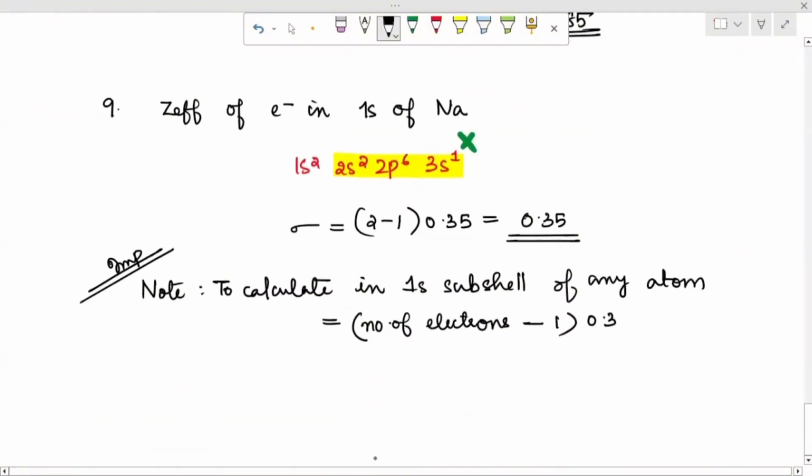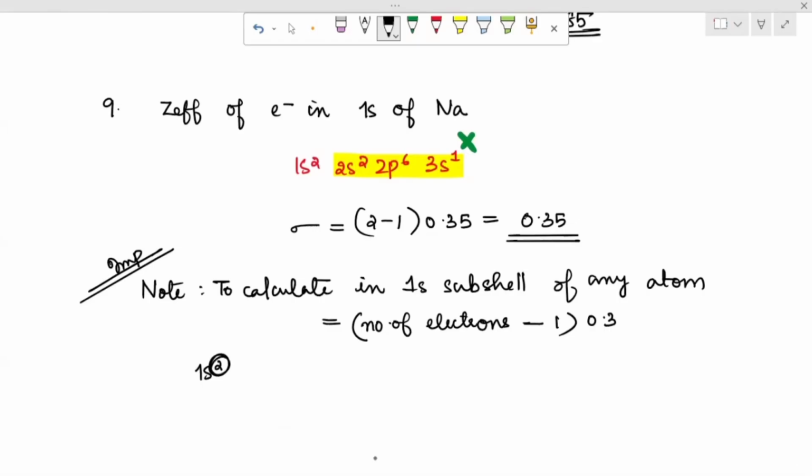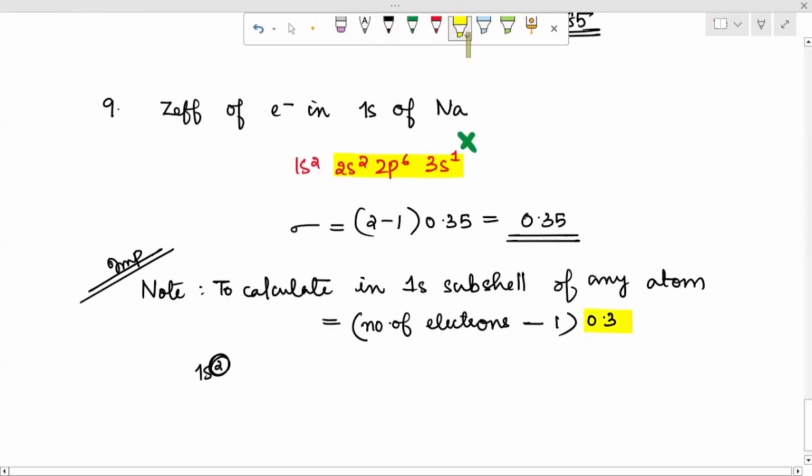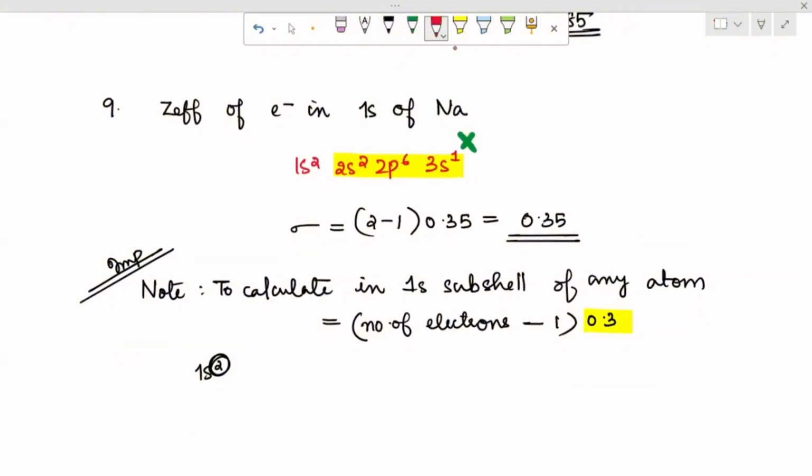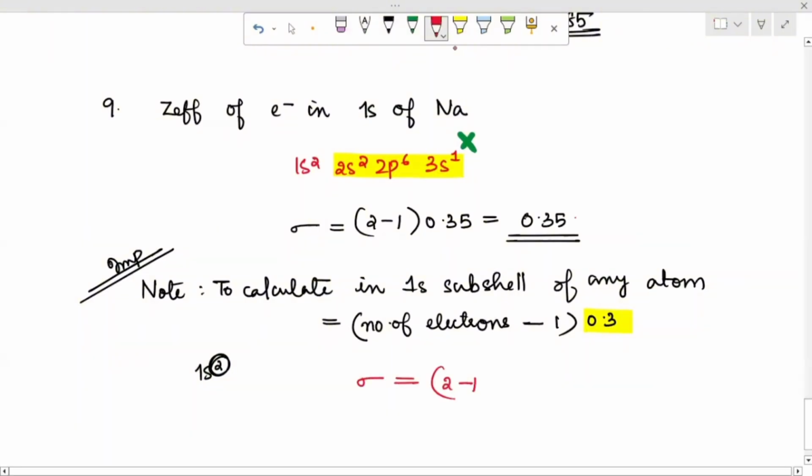So see, always in 1s2, it is always going to be 2. So instead of taking 2 minus 1 into 0.35, what Slater said is, as it is very close to the nucleus, you need not put a value of 0.35, only put 0.3. This is a note. So just note it down, and here what you have to write is 2 minus 1 into 0.3. Okay. So your Z effective on sodium would be 11 minus 0.3, 10.7.